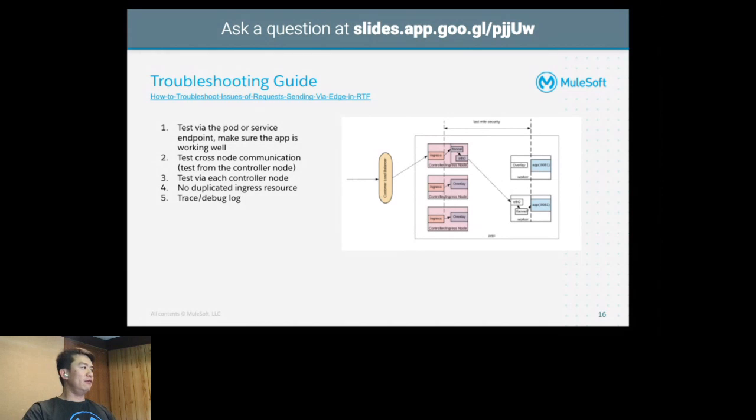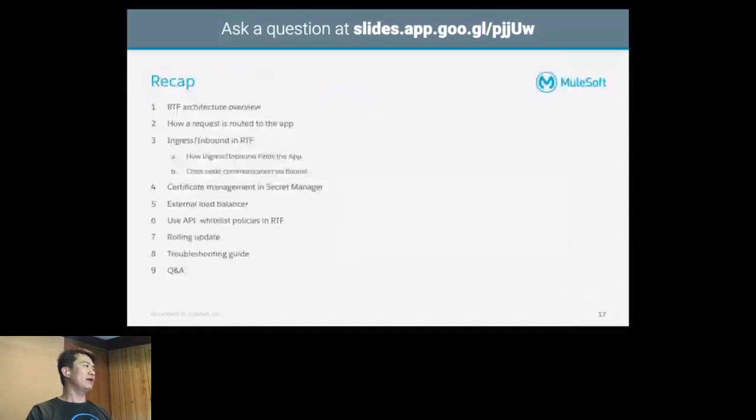All right. So I think that's pretty much about today. Let's have a quick recap. Firstly, we talked about the RTF architecture. We have 3 layers, and in the BYOK RTF, we don't have the bottom 2 layers. That's a difference. And the whole request is sent to the application from left to right: customer load balancer, ingress, and then the application. We touched on the ingress, how the ingress finds the applications, and how cross-node communication is working.